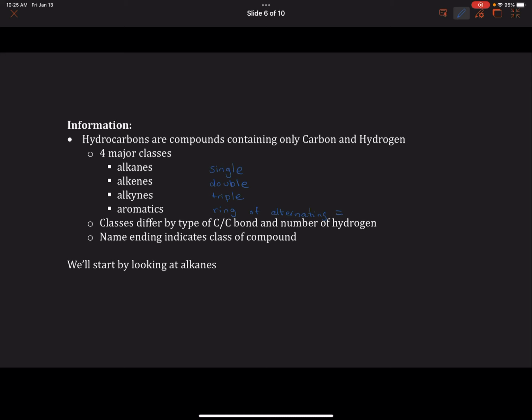Now, when we look at these, something that's going to be important is we classify organic compounds into these different types of categories. The name ending for any organic compound indicates the class of compound. So if we look at alkane, alkanes are going to have that A-N-E ending. If we look at a name like propane, that A-N-E ending lets us know it's an alkane. Alkenes are going to have an E-N-E. Alkynes are going to have a Y-N-E. And then our aromatics are going to be a little bit different. They're often going to have an E-N-E ending. So we're going to start in this chapter by taking a look at alkanes.